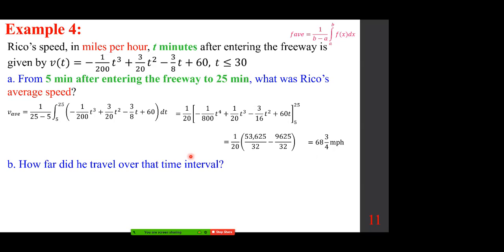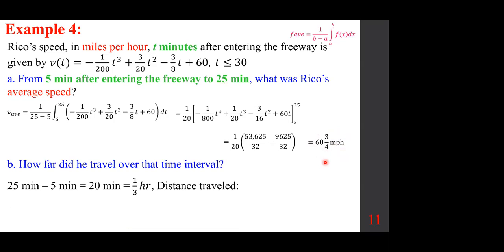Now, how much time? From 5 minutes to 25 minutes, we covered 20 minutes. However, look at the units. This is miles per hour. 20 minutes means 1/3 of an hour. So over the course of 1/3 of an hour, how far did we go? 1/3 times this number. So I hope you realize D equals RT.